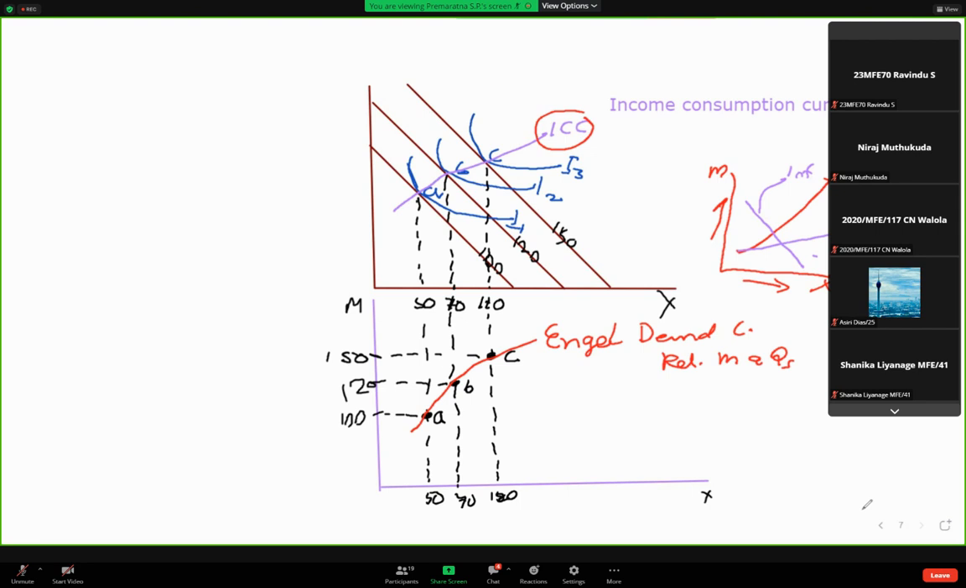Good. Okay. Still, I did not show you how to derive graphically the compensated or Hicksian demand curve. We'll show it soon. Before that, I'll give you a 5-minute break. After that, I'll show what I did right now on the whiteboard using a PowerPoint presentation, and then I will continue.